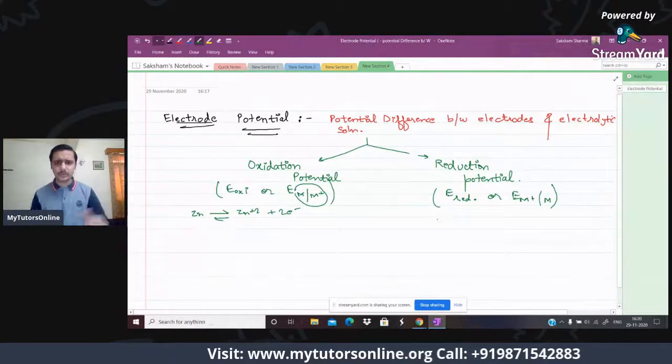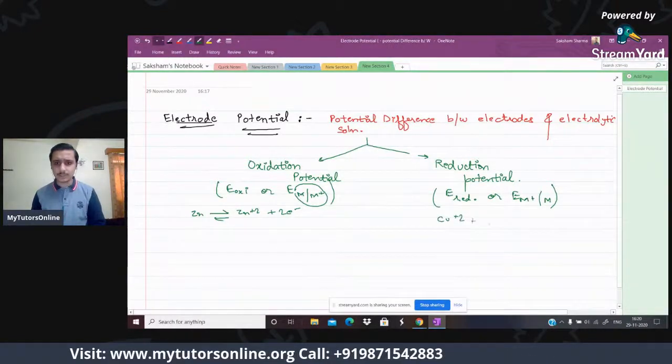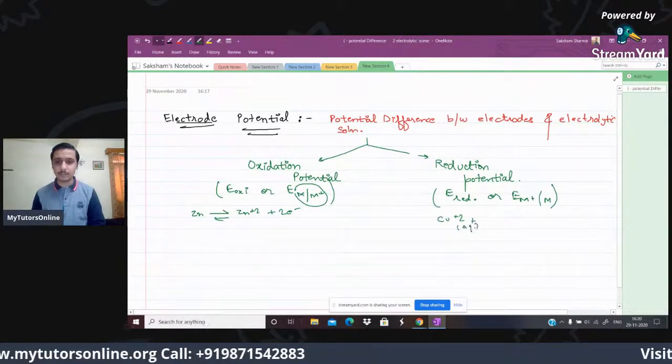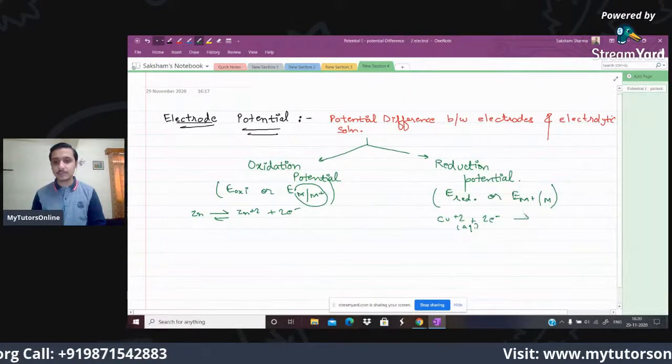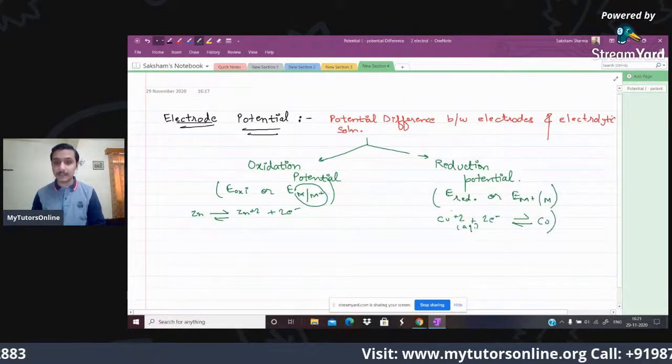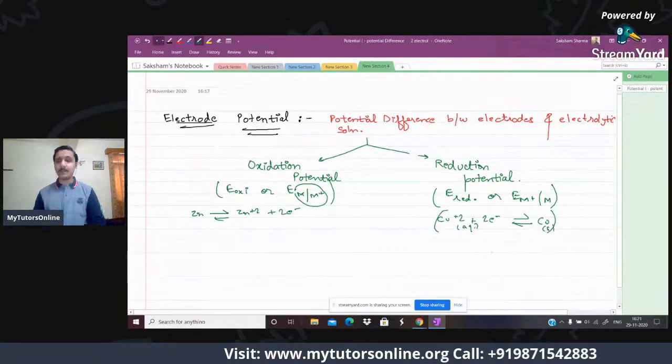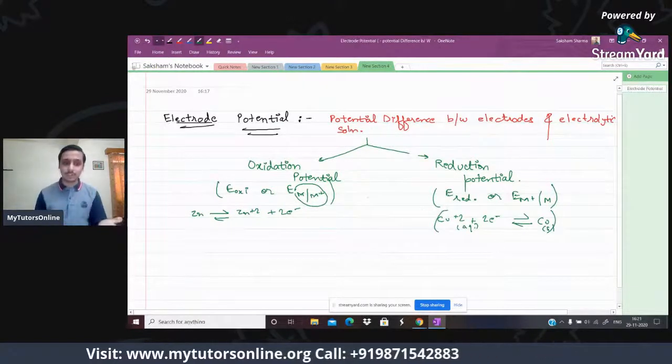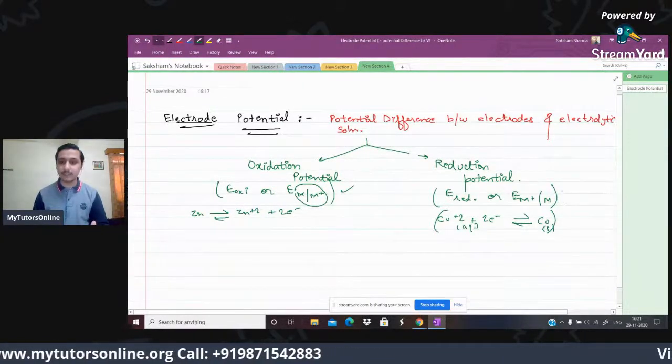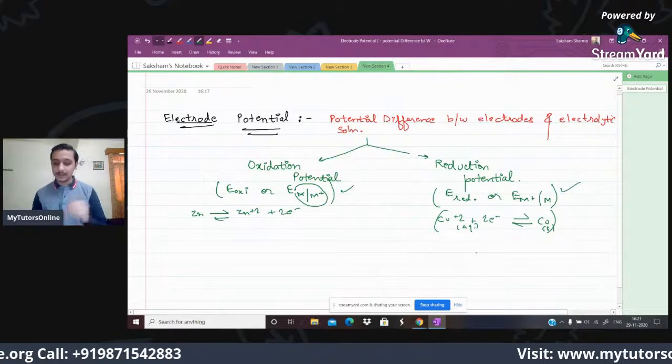As we saw in the case of the Daniell cell, Cu plus 2 in the aqueous state plus 2 electrons gets converted, deposited as copper at the cathode. So your oxidation potential is represented like this and your reduction potential is represented like this.